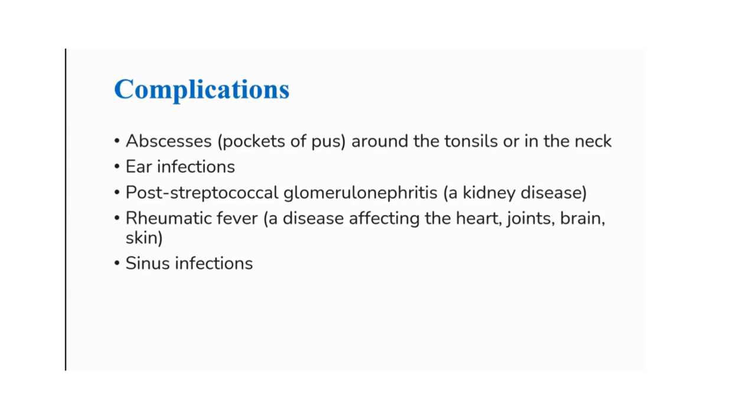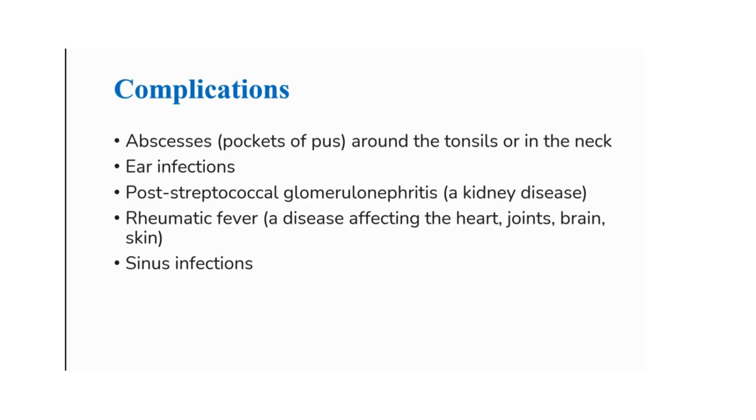These are the complications of strep throat. First, abscess, which means a pus pocket around the tonsils and neck. The second complication is ear infection. The third and fourth are very serious complications of strep throat. The first one is glomerulonephritis, that is a kidney disease, a kidney infection. The second one is rheumatic fever. This affects the heart, joints, and brain.